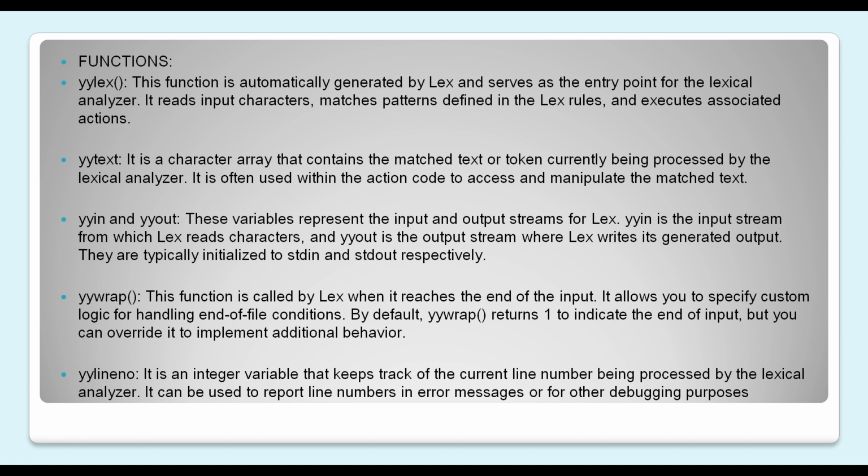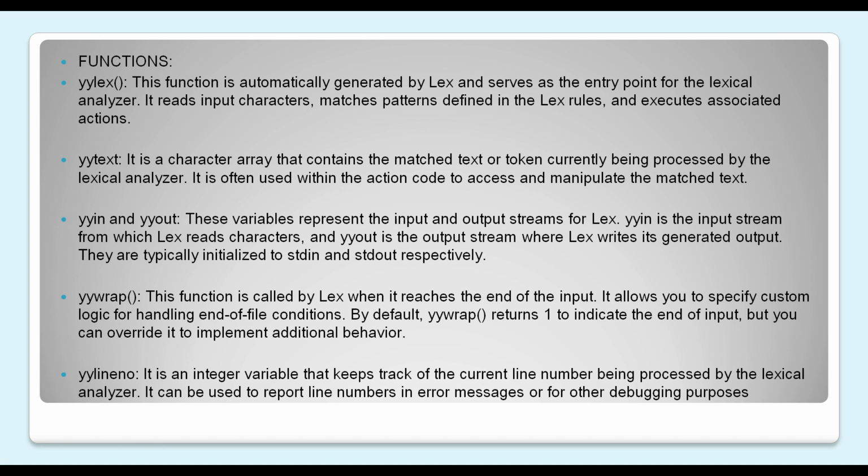yyin and yyout: these variables represent the input and output streams for Lex. yyin is the input stream from which Lex reads characters, and yyout is the output stream where Lex writes its generated output. They are typically initialized to stdin and stdout respectively. yywrap function: this function is called by Lex when it reaches the end of the input. It allows you to specify custom logic for handling end of file conditions. By default, yywrap returns 1 to indicate the end of the input, but you can override it to implement additional behaviors. yylineno.